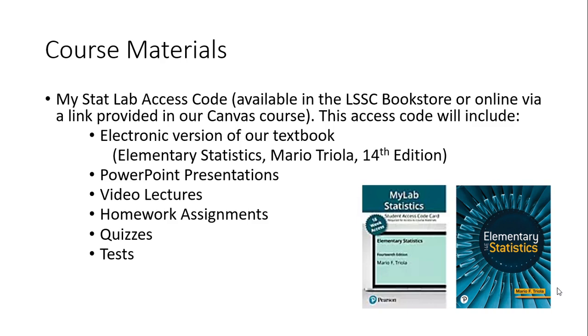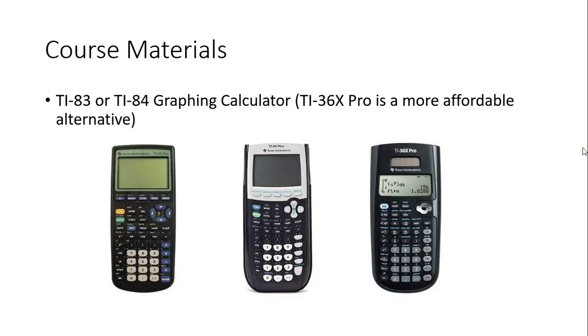So that access code basically is your door to the content of this statistics course. You also will need a graphing calculator. The recommended models are either the Texas Instruments 83 or 84 models.